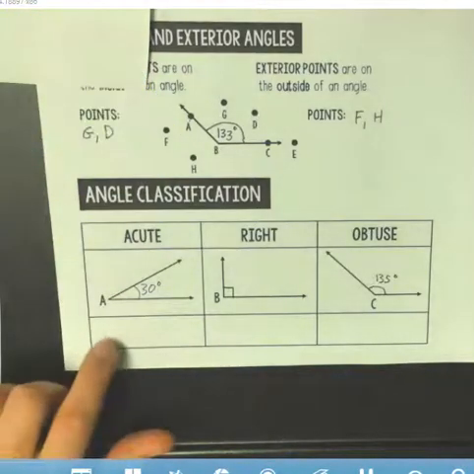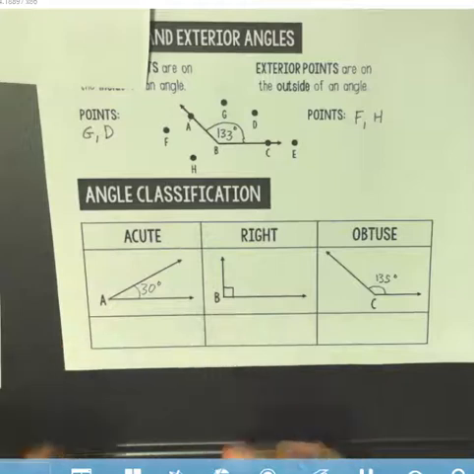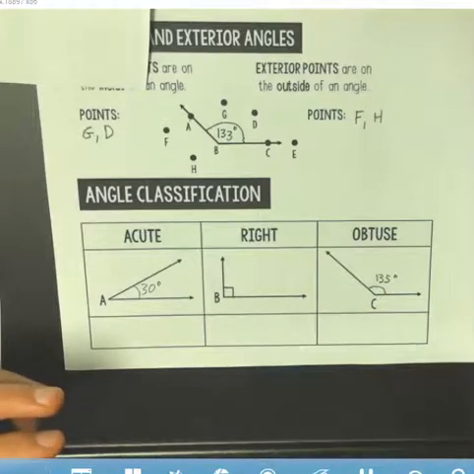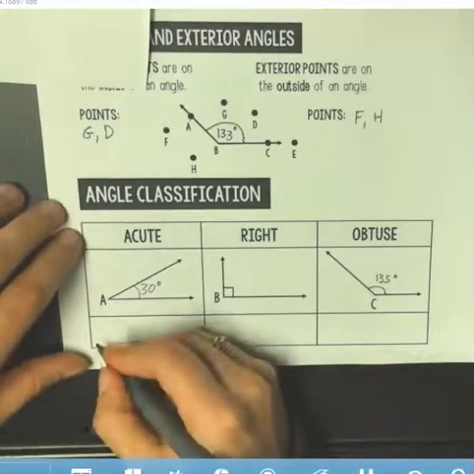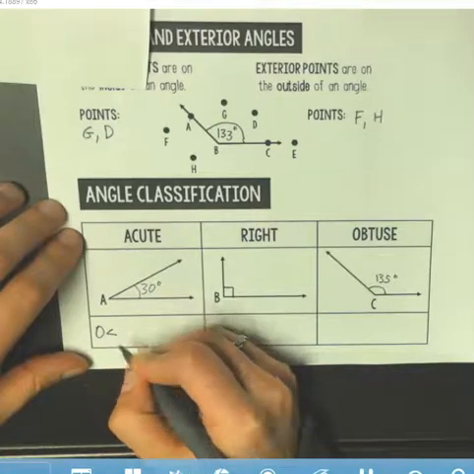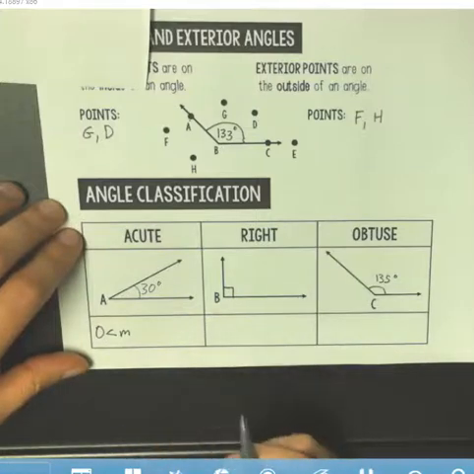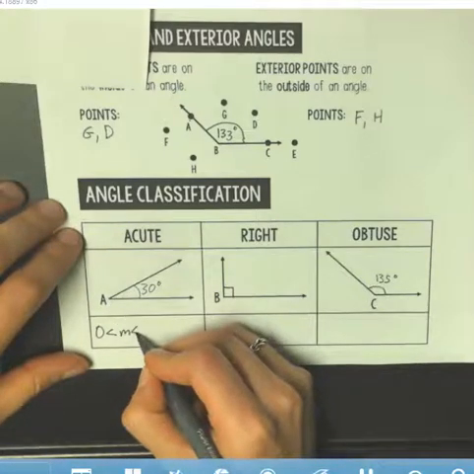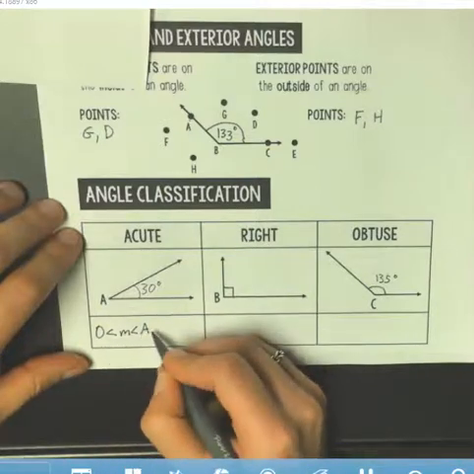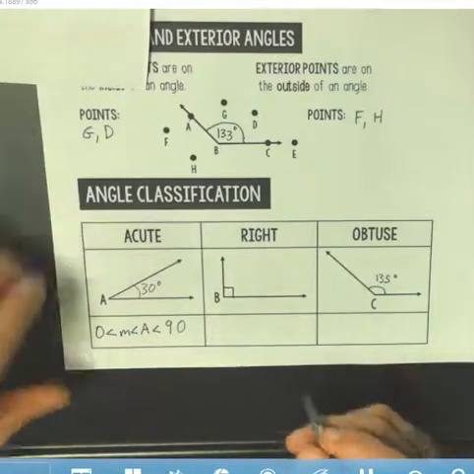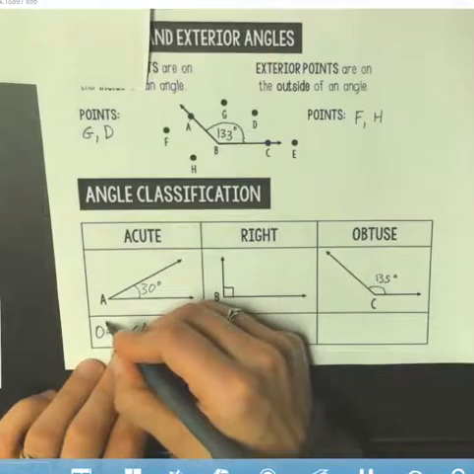Okay, next we're going to classify these angles. This is an acute angle. What does acute mean? Acute means an angle that measures between 0 and 90 degrees. So it's bigger than 0 degrees and less than 90 degrees. So I'm going to put 0, it's bigger than 0, and then I'm going to put M to show measure of an angle. So this is angle A. Measure of angle A is bigger than 0 and less than 90 degrees.